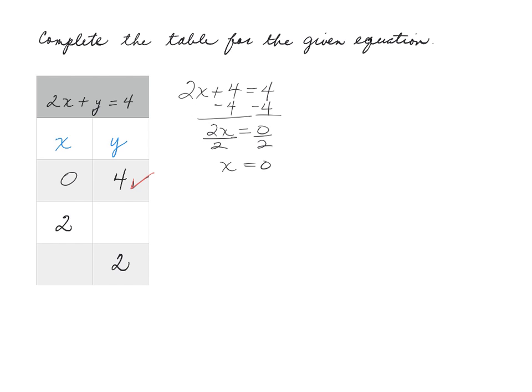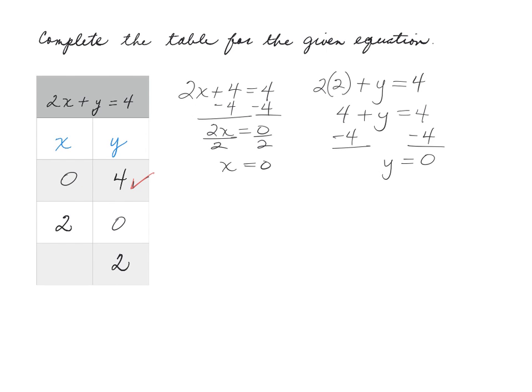All right, now when x is 2, we have 2 times 2 plus y. Remember, we're plugging it into the same equation, equals 4. So now we're solving for y. So we have 4 plus y equals 4. Subtract 4 from each side. Then we have y equals 0. So when x is 2, y is 0.